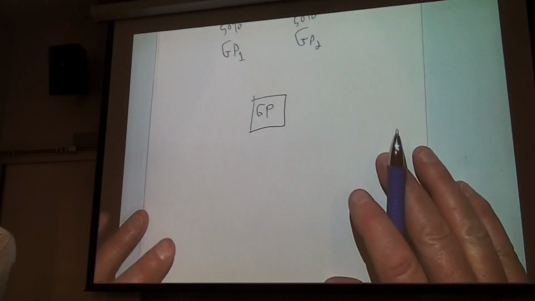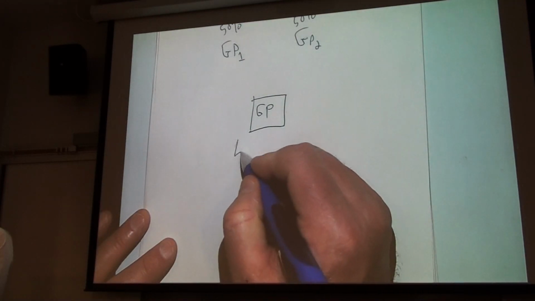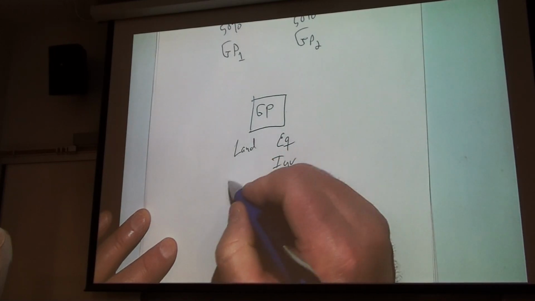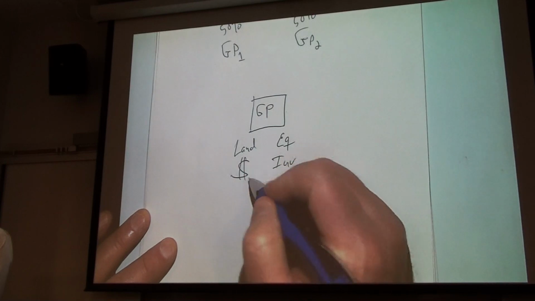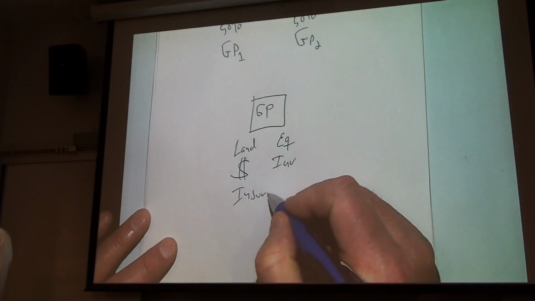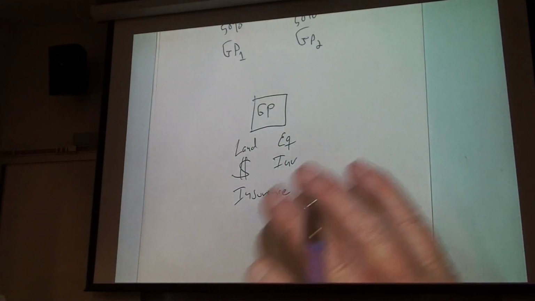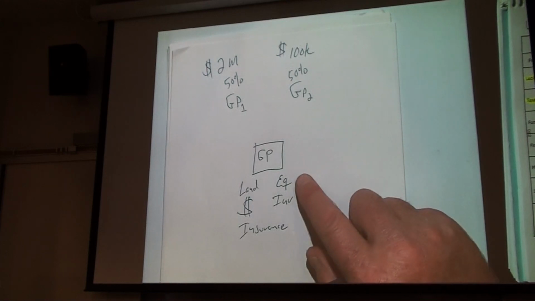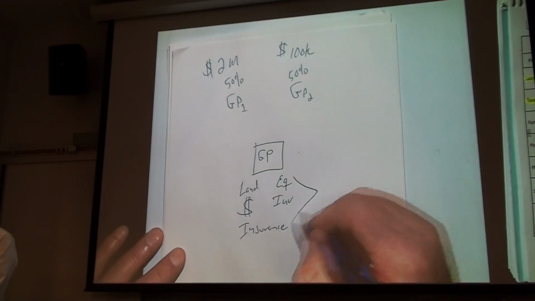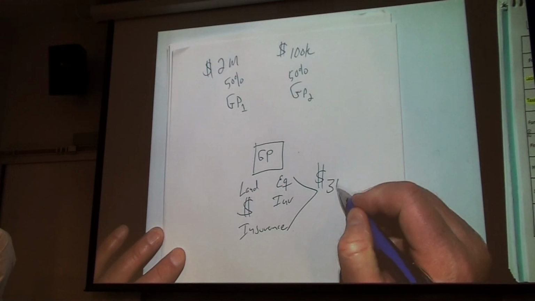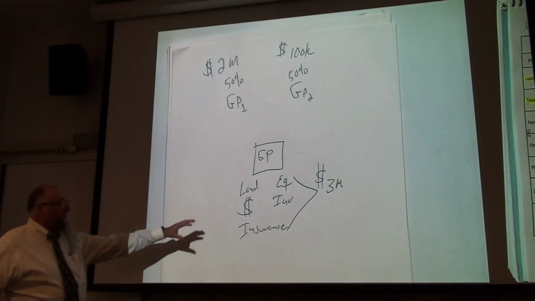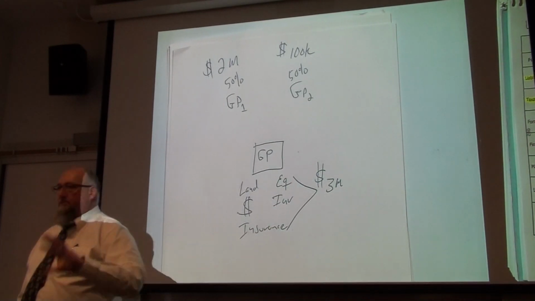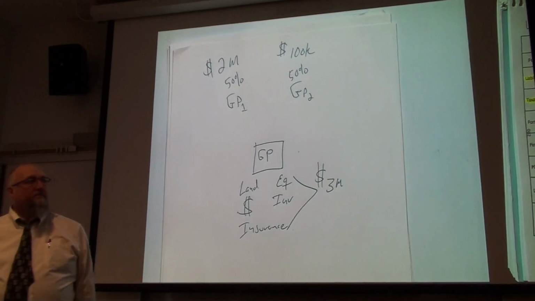So let's say it's a farm. So let's say in the farm, they have land, they have equipment like tractors, they have inventory, they have other various assets, they have money in a bank account, and they have insurance. So we have personal assets up here, and we have business assets down here. So let's just say the business assets altogether are worth $3 million. That's the value of the land, the equipment, the money in the bank, inventory, insurance, whatever assets there are, accounts receivable, all the business assets.